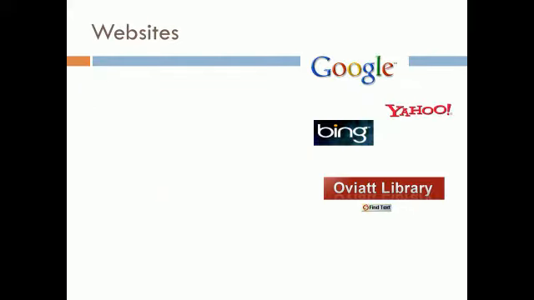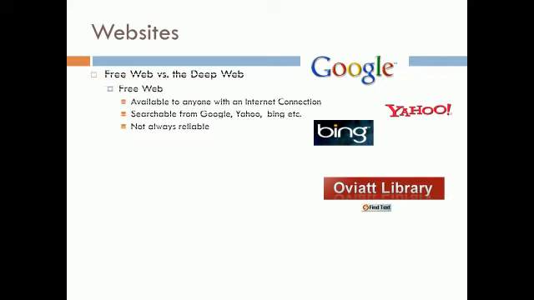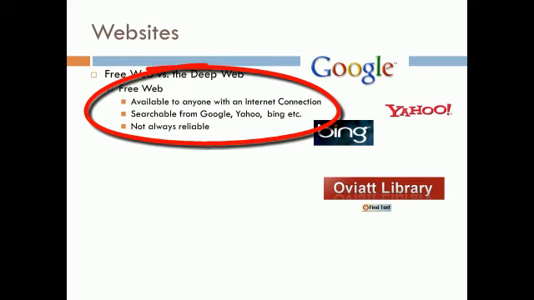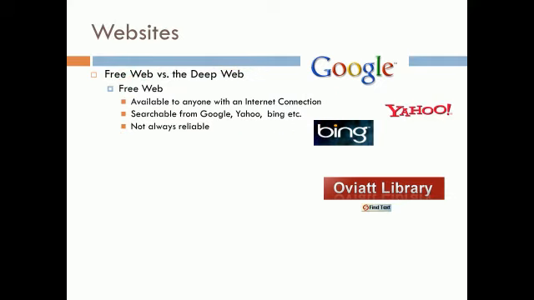When librarians talk about using websites for research, they sometimes talk about two different kinds: websites from the free web and websites from the deep web. The free web is what you're used to searching, like when you search Google. It's available to anyone with an internet connection, but the information isn't always reliable. We'll spend time discussing what makes a website reliable or not during our first session in the library.